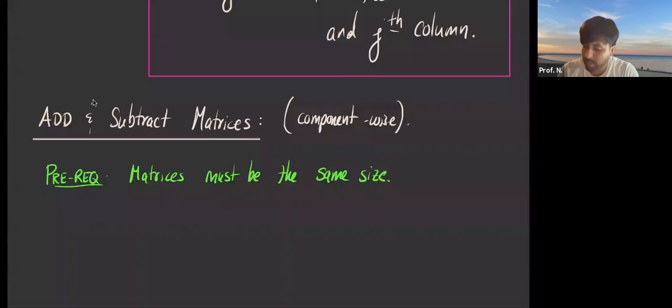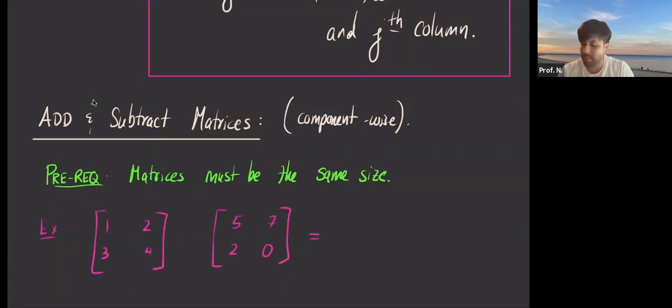So, for example, if I have 1, 2, 3, 4, right? And I'm adding this to 5, 7, 2, 0. How am I going to add this? Well, it's nice because this is a 2 by 2 matrix plus a 2 by 2 matrix. They're the same size. And then the first entry in the first row, first column is being added to the first row, first column of the second matrix. So this becomes 1 plus 5. This becomes 2 plus 7. This becomes 3 plus 2. And this becomes 4 plus 0.